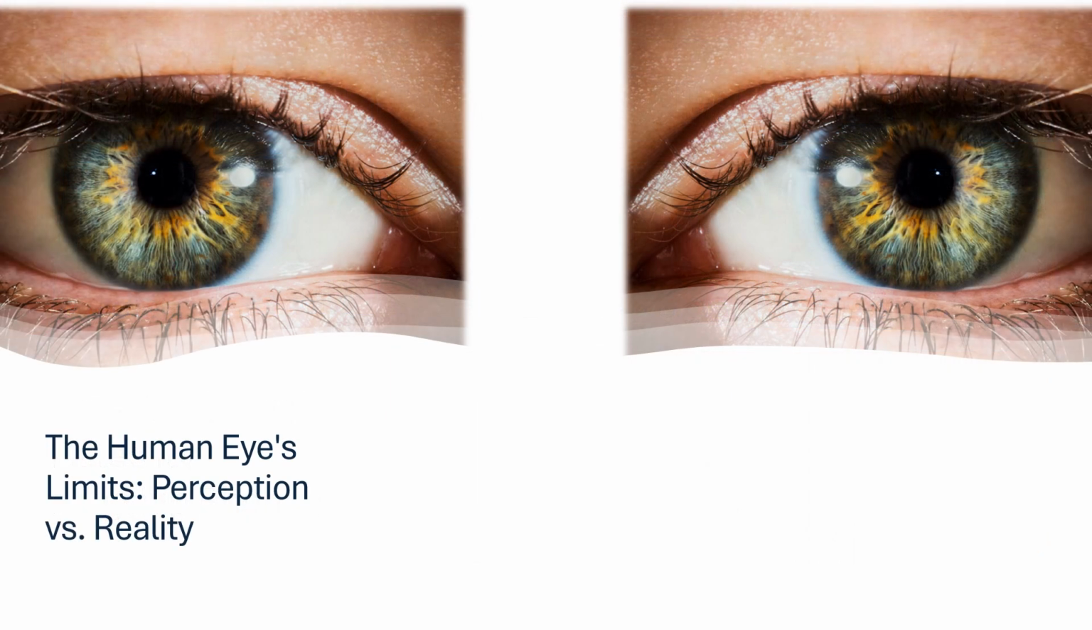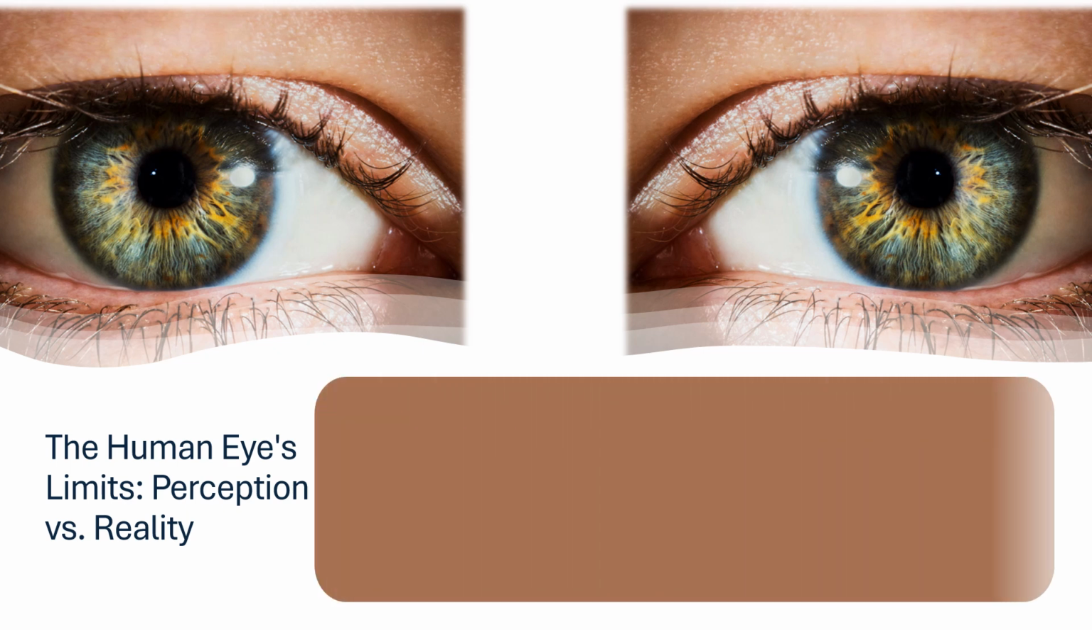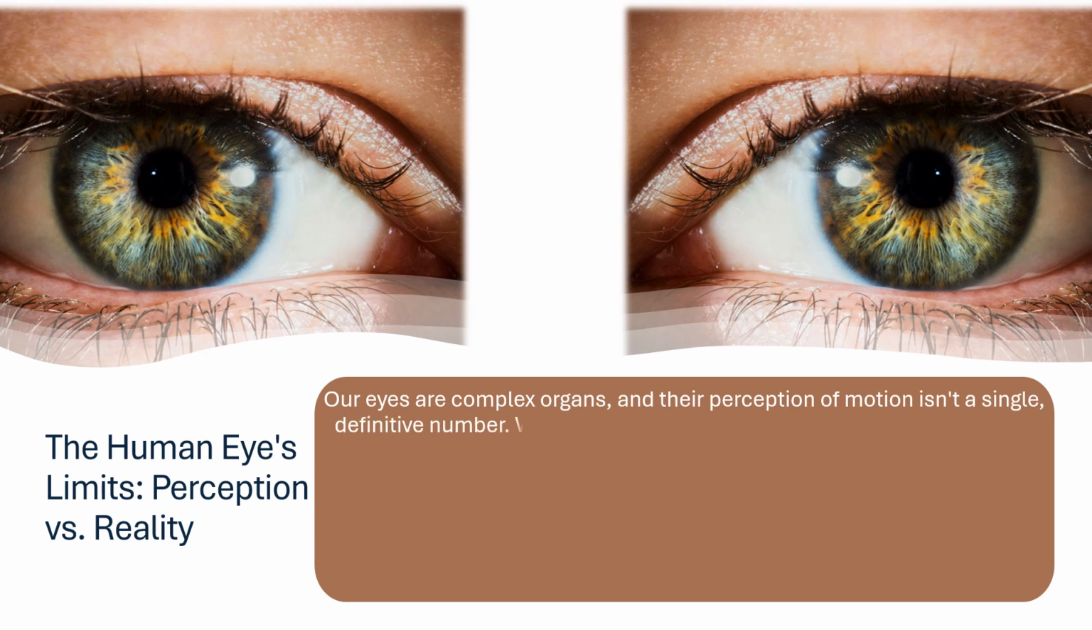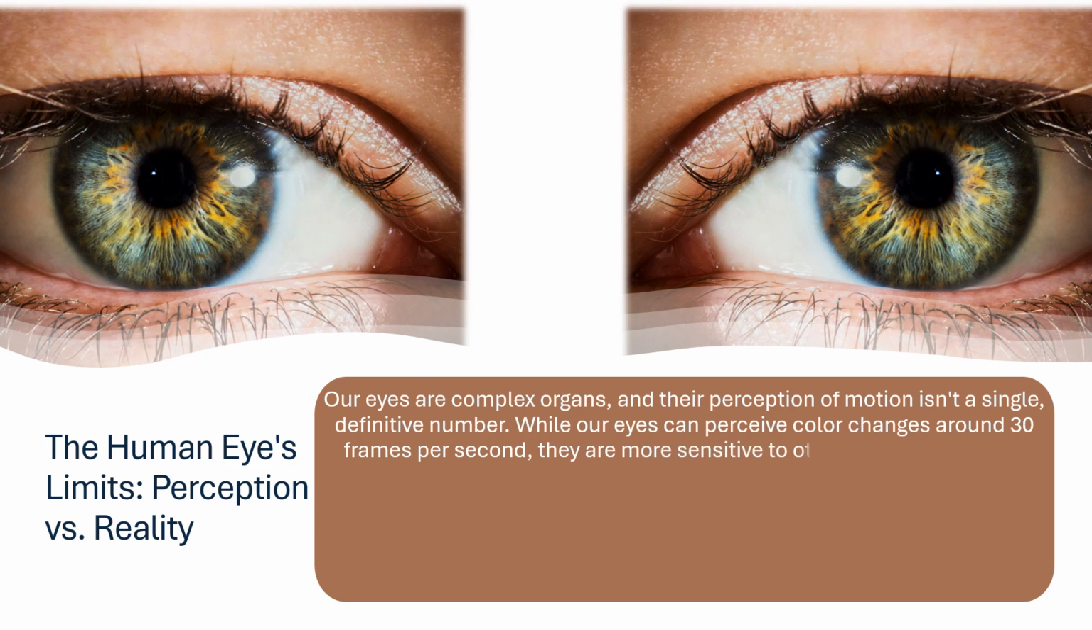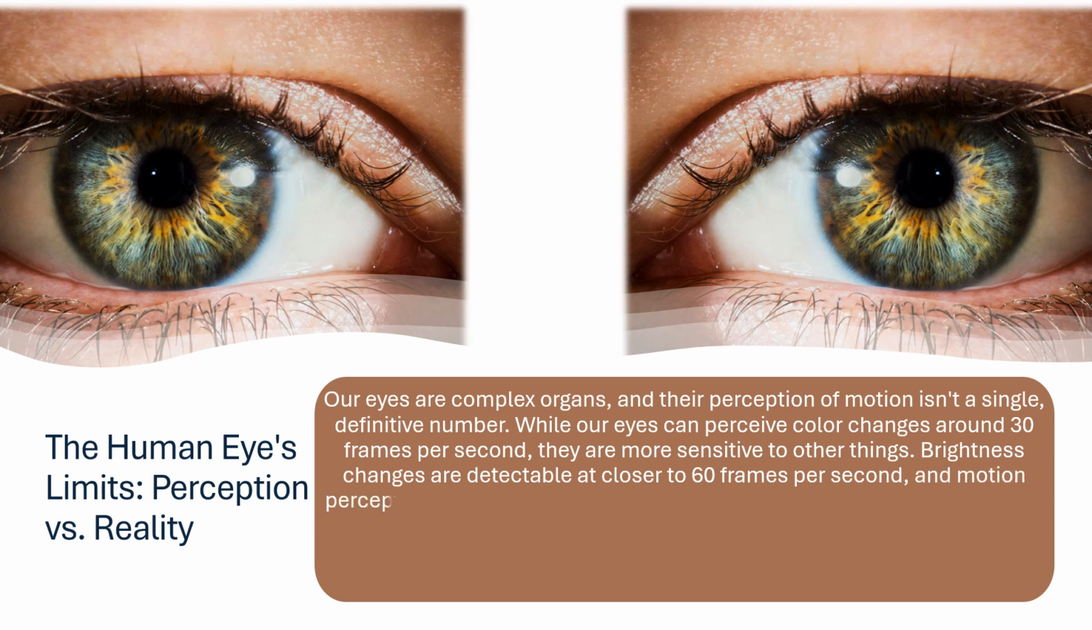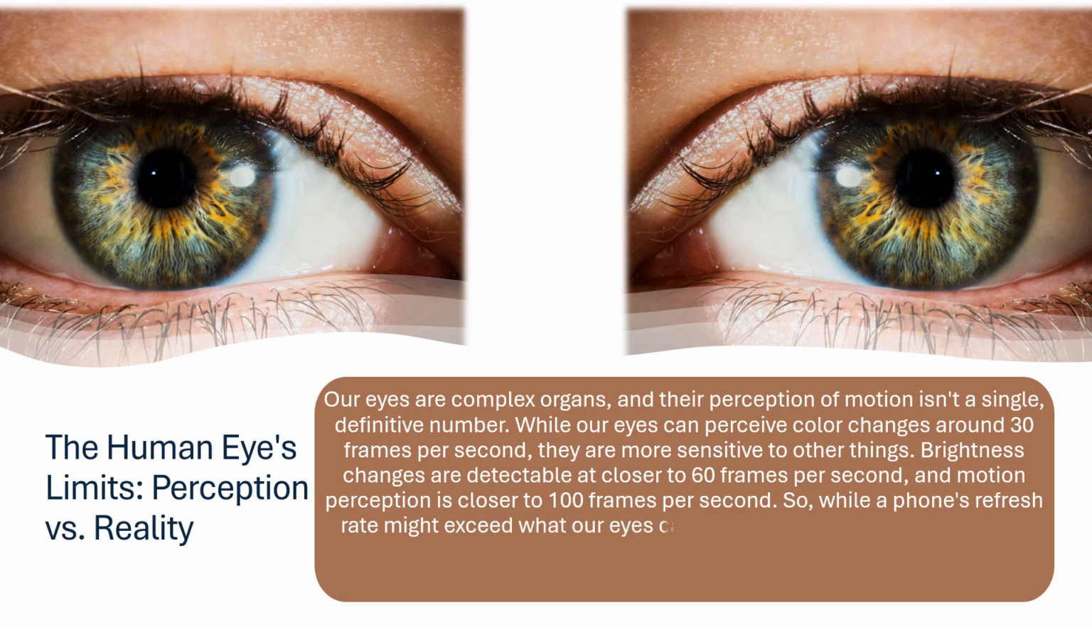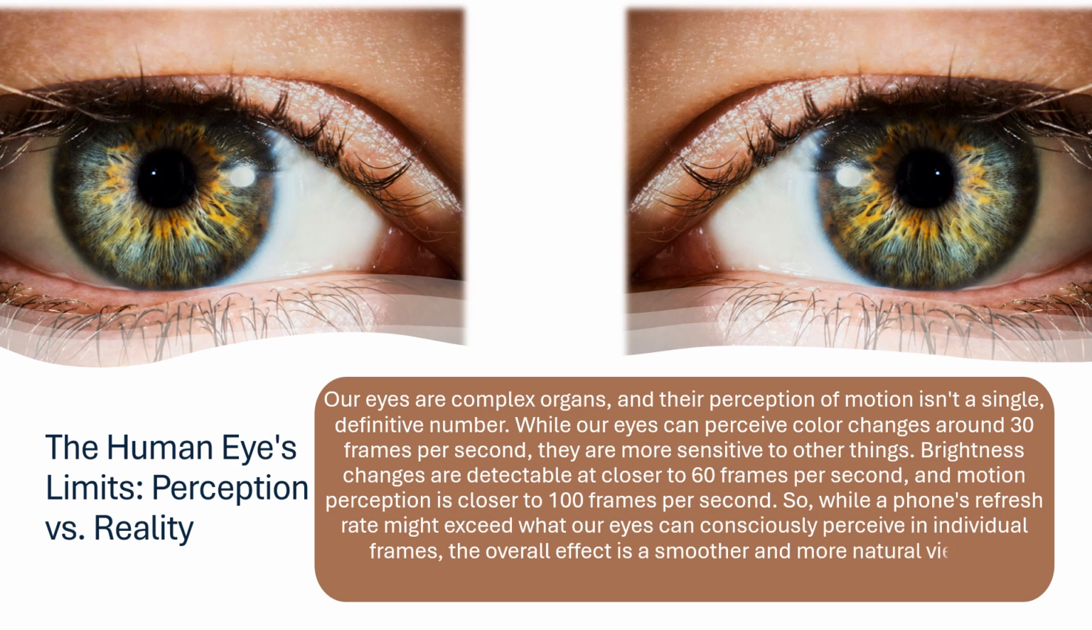The human eye's limits, perception versus reality. Our eyes are complex organs, and their perception of motion isn't a single, definitive number. While our eyes can perceive color changes around 30 frames per second, they are more sensitive to other things. Brightness changes are detectable at closer to 60 frames per second, and motion perception is closer to 100 frames per second. So, while a phone's refresh rate might exceed what our eyes can consciously perceive in individual frames, the overall effect is a smoother and more natural viewing experience.